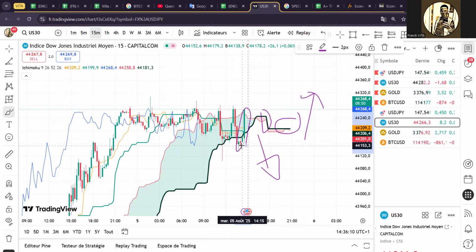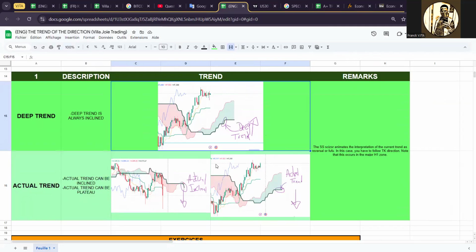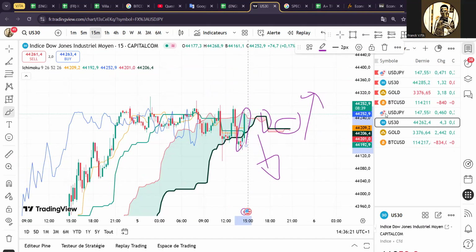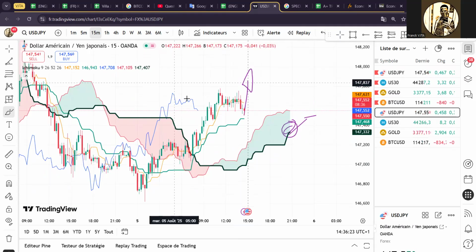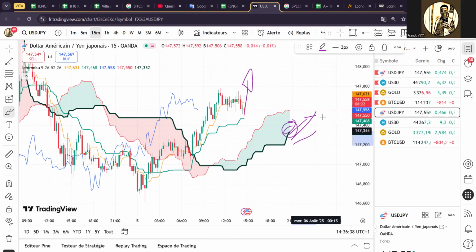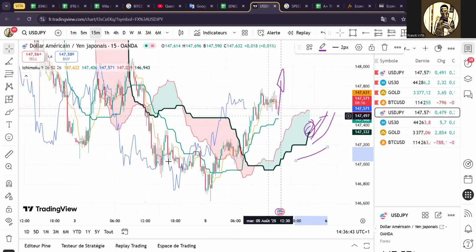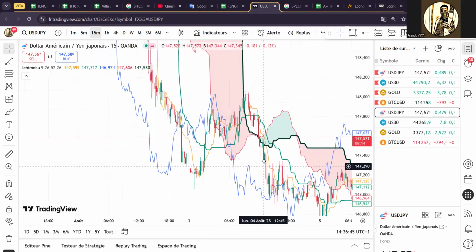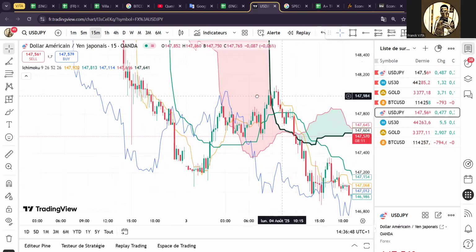So that's it. But the remark I'm trying to give you is that there are moments where this actual direction, this instantaneous direction, doesn't work, because the actual trend doesn't work on some days. In general, when the actual trend goes to the upside, the price goes to the upside, no problem. But there are days when the actual trend doesn't work. Let us take two examples.